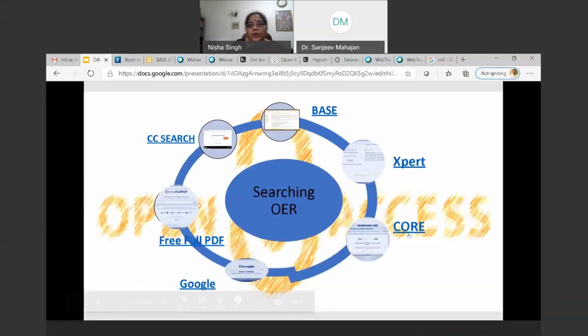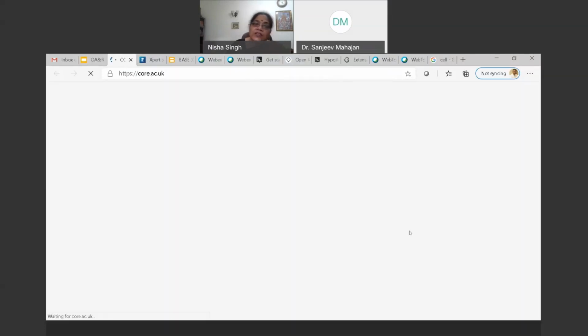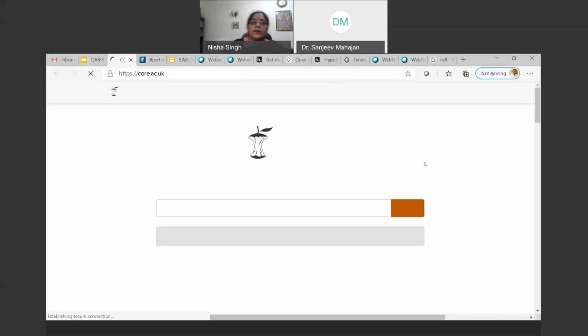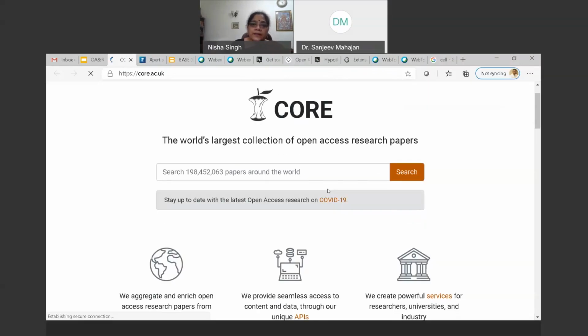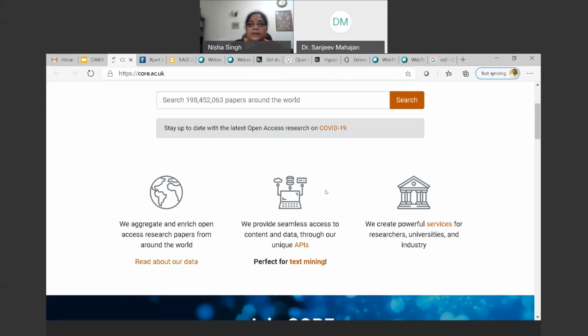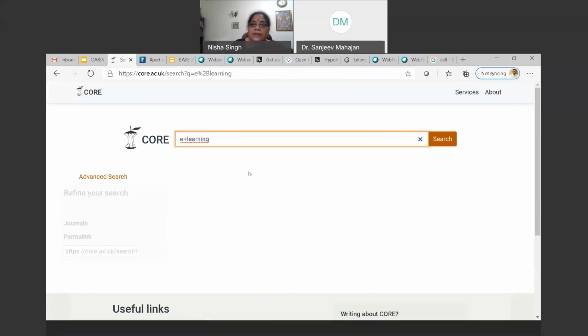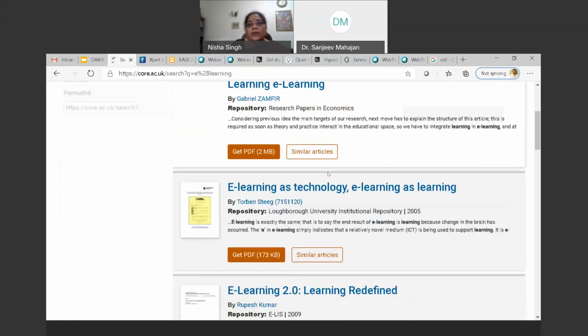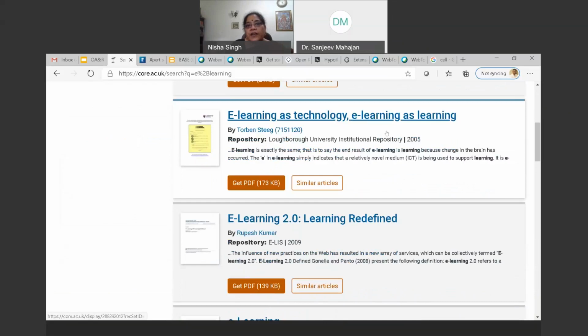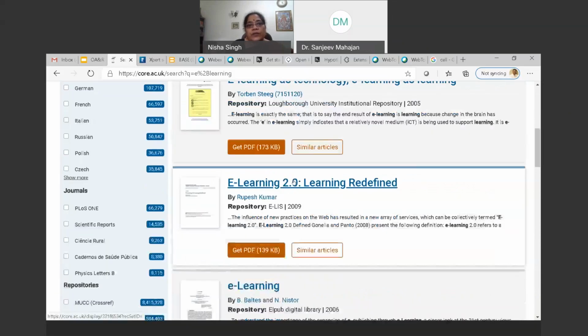Then you have CORE, Connecting Repositories. This is again an initiative by the universities and the agencies. Again, you see so many open access research papers you get. Say I want to see something on e-learning. It is showing me so many. Get PDF, e-learning as technology, e-learning 2.0, all these.